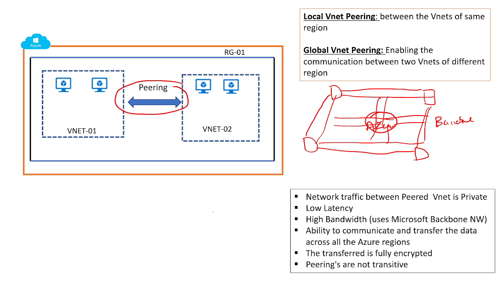And the transfer is fully encrypted. Whatever data gets transferred between two regions or between two VNets is fully end-to-end encrypted, with 256-bit encryption technologies. Any data that is passing between the regions is encrypted, which means nobody can decode it and read what exactly is passing.